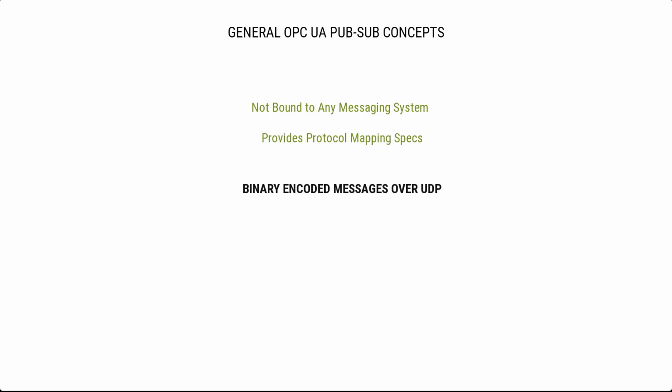So, like other OPC UA specifications, OPC UA PubSub is an abstract specification, meaning that it is not bound to a particular messaging system, although it does provide specification for communication parameters and transport protocol mapping. And because of this abstract definition, OPC UA PubSub can be used to transport different types of information through different types of networks. For example, OPC UA PubSub can transmit binary encoded messages over UDP, and it can also transmit JSON encoded messages using protocols such as MQTT and AMQP.